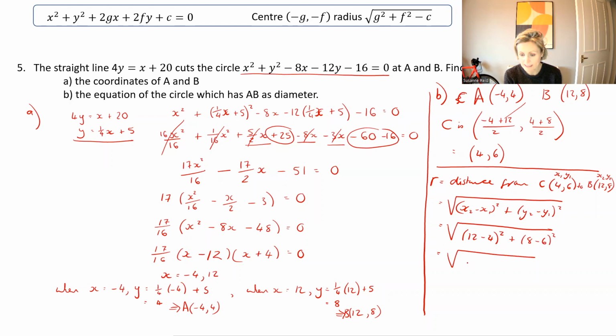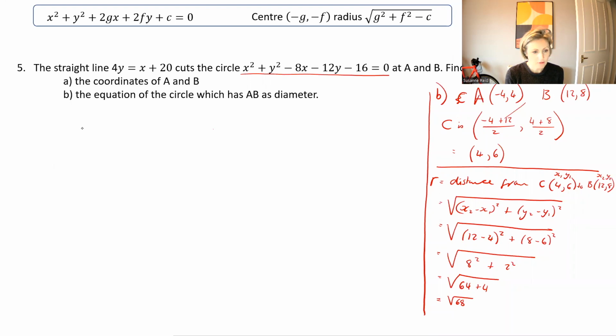So 12 take away 4 is 8, squared. 8 take away 6 is 2, squared. So that is 64 plus 4, so the square root of 68. Now, for this bit here, I could go simplifying that, but because my formula includes r squared, which is going to be 68, I'm not going to bother doing that. So I'm just going to quickly pause and rub out.